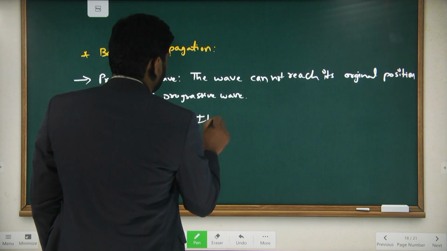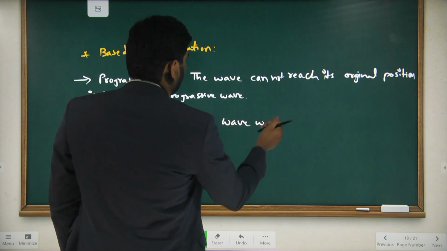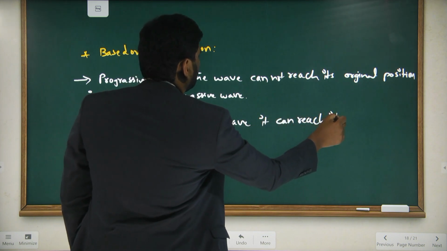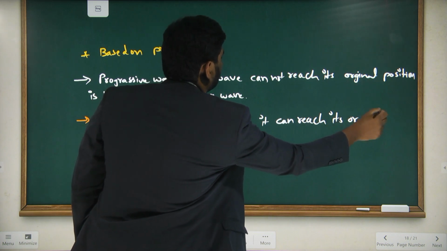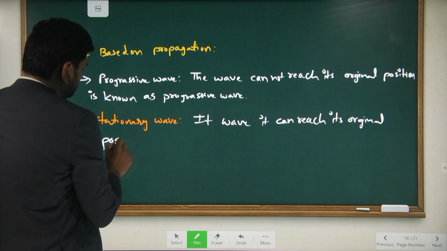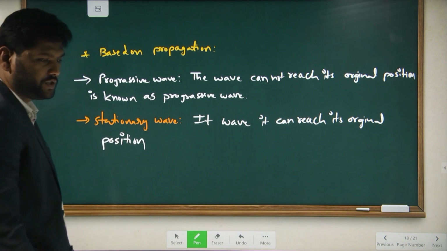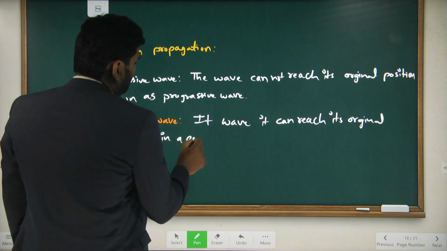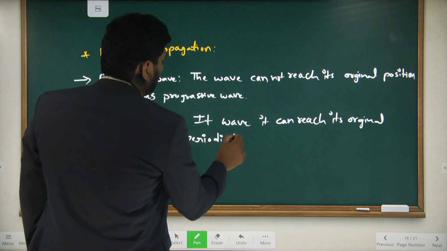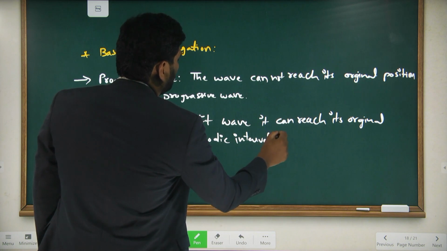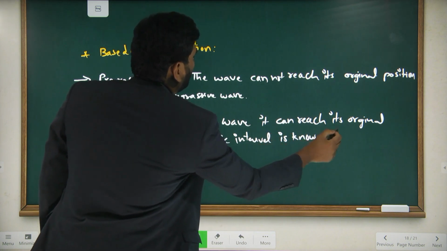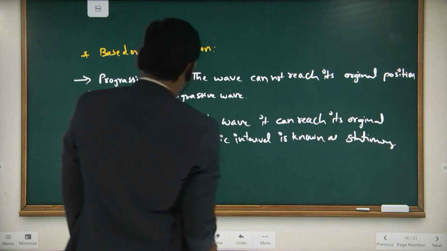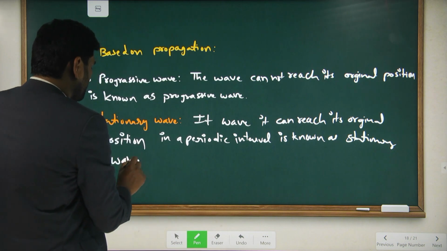So better write down. It is a wave. It can reach its original position in a periodic interval. That is known as what kind of wave? Stationary wave. Example, I want an example.